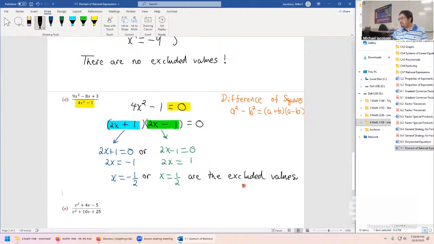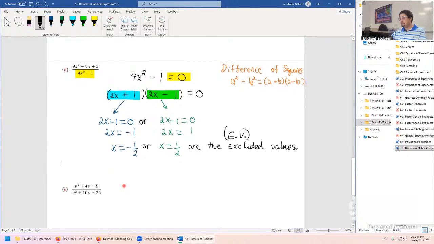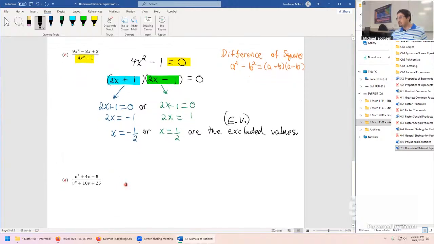It's a good idea to write this down, even if you just write E.V. for excluded values, just as a reminder. These aren't the things we want. These are what we're going to try to avoid in the next sections when we're solving the equations involving these things. Well, that one was just a review of factoring a difference of squares as we see it in an equation like this one. This one is not too bad either.